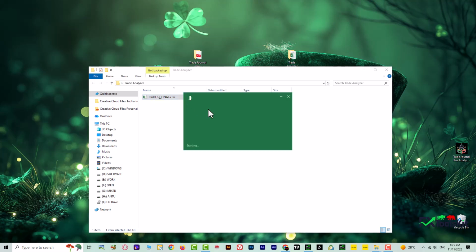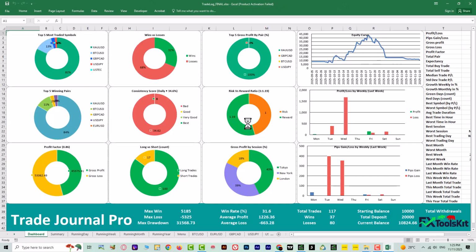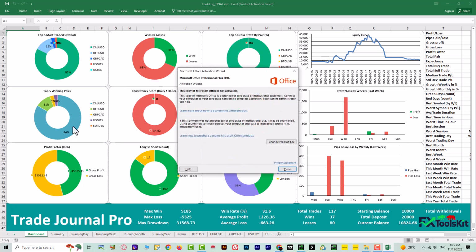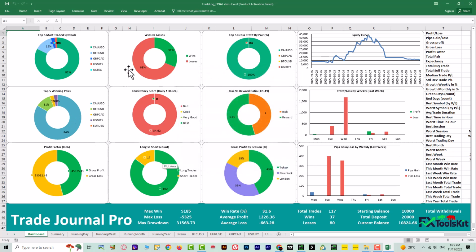Now let's open the tradelog final.xlsx file. This is your dashboard sheet. Here, it will show an overview of all your trades with different pie charts, bar charts, and more information based on your trading data. Let's go through them one by one.